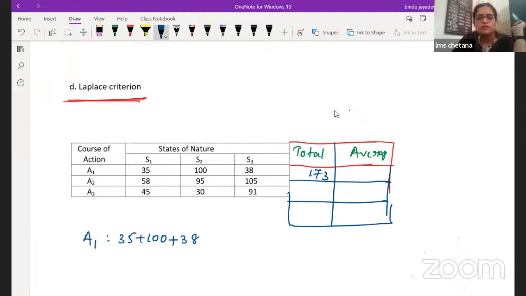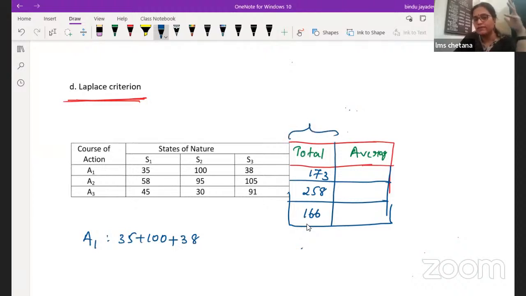A2 values I didn't add it. Tell me. You are giving me 258. कौन सा है 258? Correct है, 258. 105, 95, 258 तक आएगा वो. 258. Yes, 95 plus 5, 200, 58. Next one. A2. Okay. What is A3? 45 plus 30 plus 91. Correct? 166. Okay, 166. That means you are adding. That is your total.